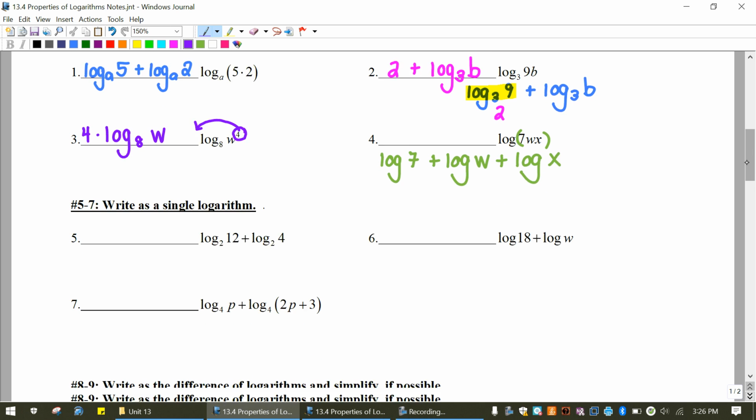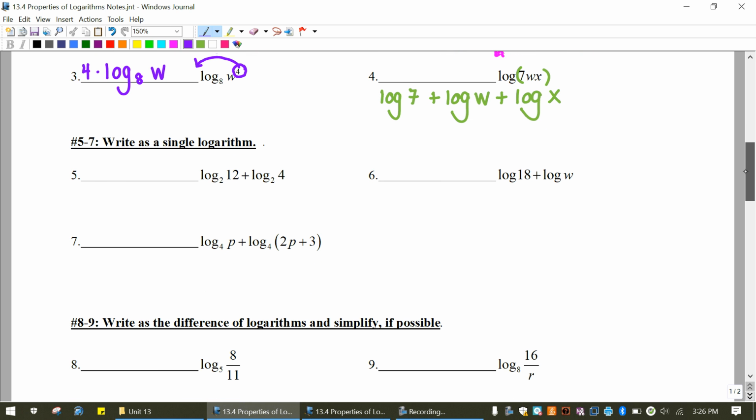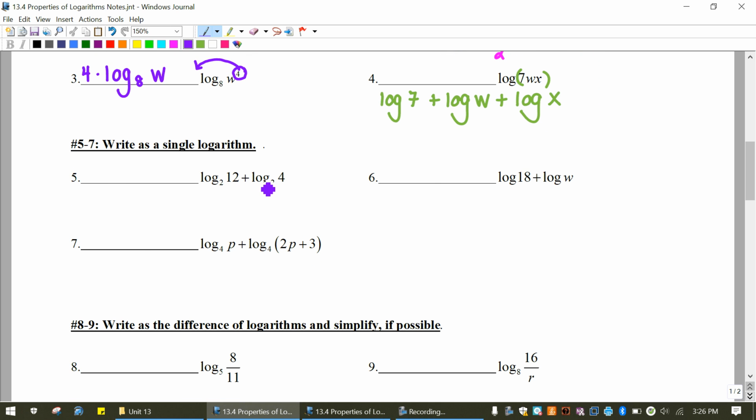Okay, and then the next section wants us to go from multiple logarithms down to a single logarithm. So basically we want something in number 5 to look more like number 3. We call this condensing. All right, so we want to write this as 1 log. So we have to take a look at the operations between them. So this is log base 12.